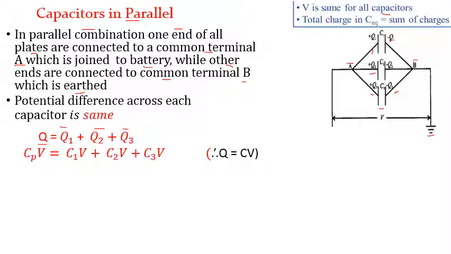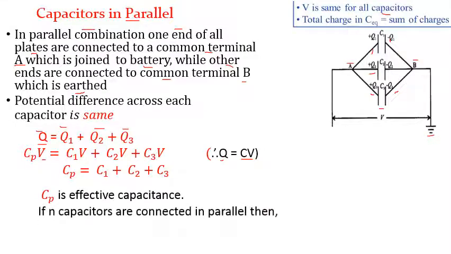Finally we have to substitute, as C is equal to Q by V, Q is equal to CV. From this relation we can substitute Q as Cp into V, while Q1 is C1 into V, like this C2 into V and C3 into V, where Cp is the equivalent or effective capacitance. Now in this case V and V will get cancelled by taking common, and finally we will get the relation Cp is equal to simply the sum of capacitances of all. Very simple, in 2 steps only you will get this formula.